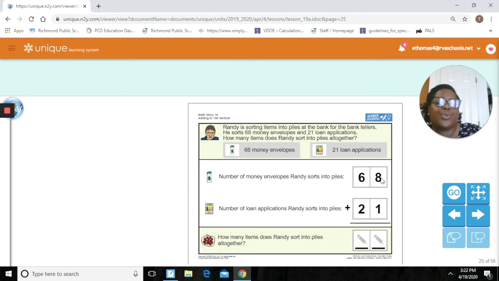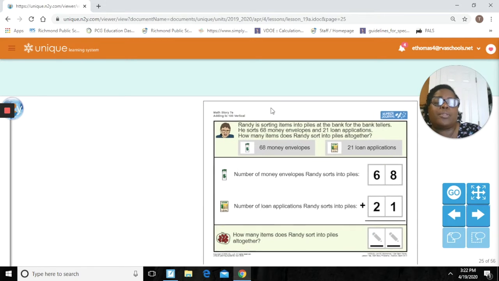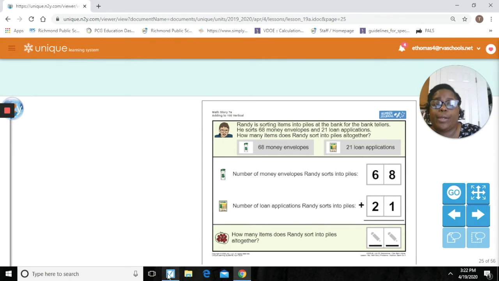So now we're going to add two double-digit numbers together, okay? Let's read the word problem first. Randy is sorting items into piles at the bank for the bank tellers. He sorts 68 money envelopes and 21 loan applications. How many items does Randy sort into piles? With this particular problem, we're going to use the number line, okay?